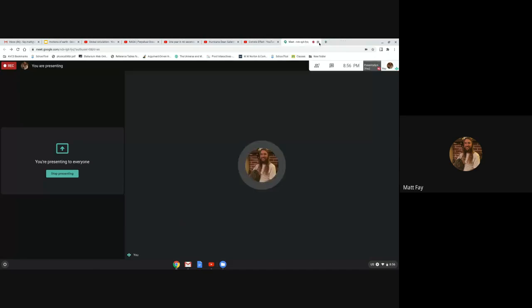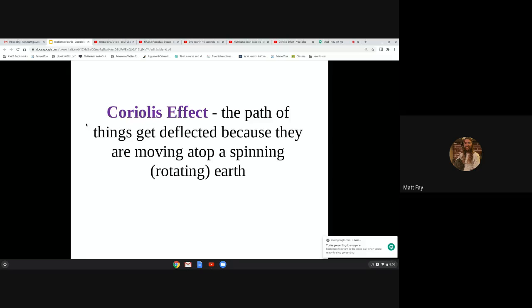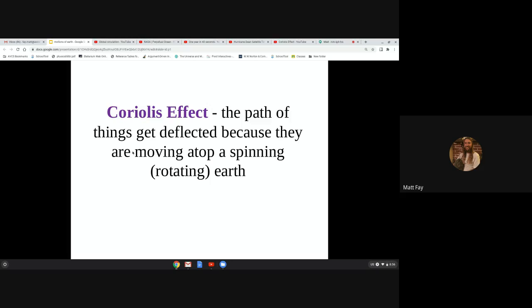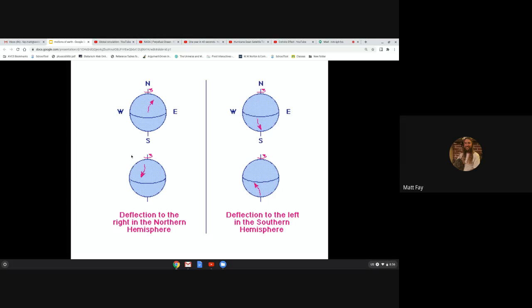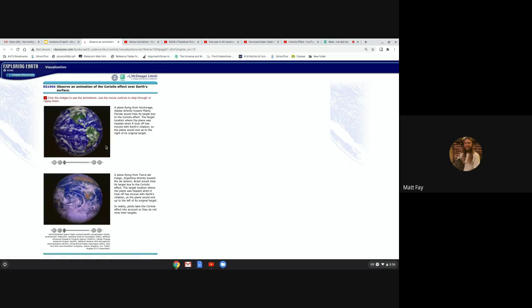Okay, the other piece of evidence is, again, the Coriolis effect. That's evidence that shows things moving on Earth's surface get deflected because they're moving on top of Earth's surface. So in the northern hemisphere, things get deflected to the right, and in the southern hemisphere, things get deflected to the left, as you can see in these pictures here. And this is a little animation here. I'll do my best to make this big.